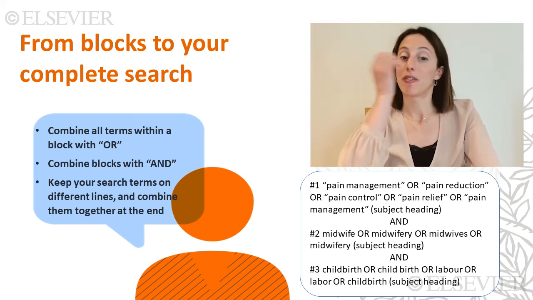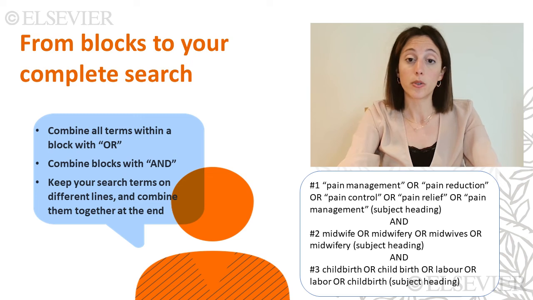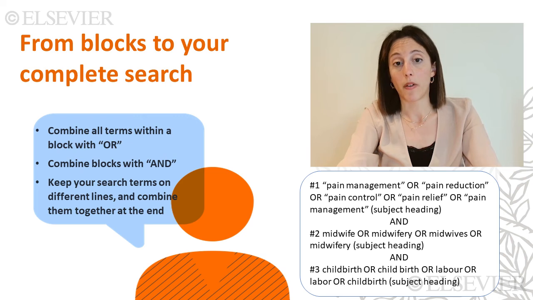I would like to now give you a few more tips that can help you optimize your search strategy. First of all, you should keep your search terms on different lines and combine them together at the end. This helps you to see which terms yield too many or too little results, and therefore consider if some of your terms are too unspecific or too narrow.